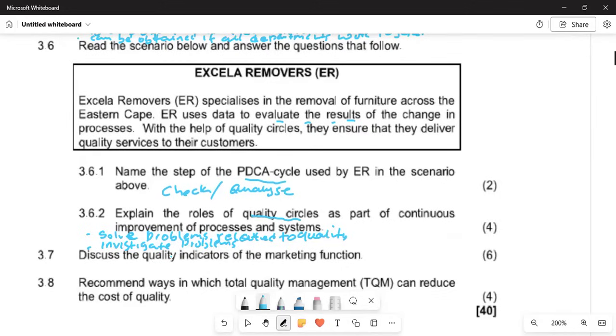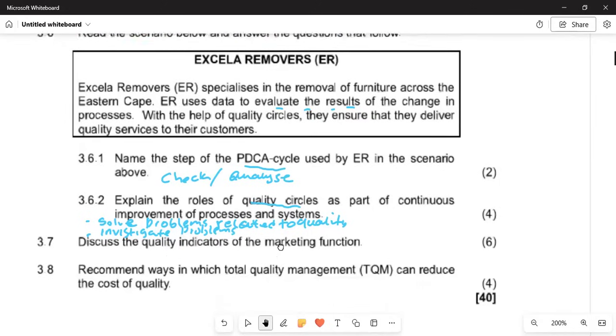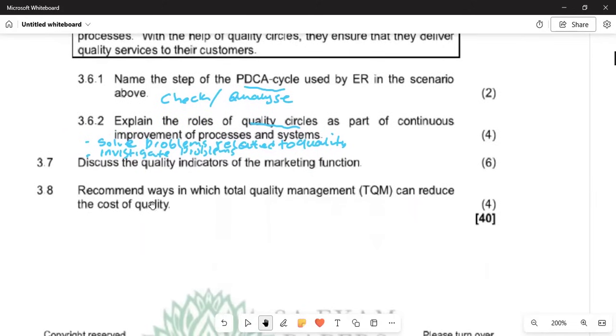They also make suggestions for improving systems and processes in the workplace. They can also improve the quality of the product or service or productivity through regular reviews of quality processes. So that is the role of quality cycles. Now we are moving on to discuss the quality indicators of the marketing function.